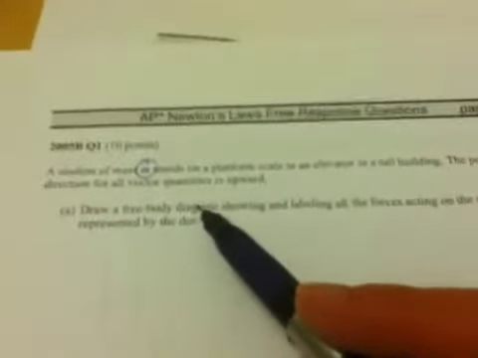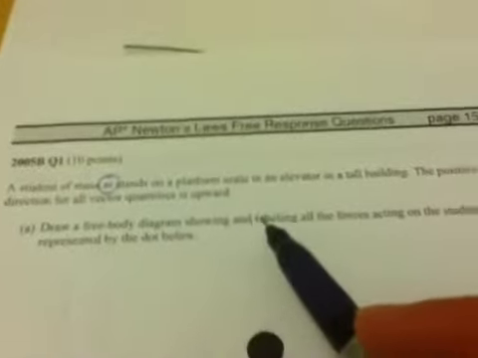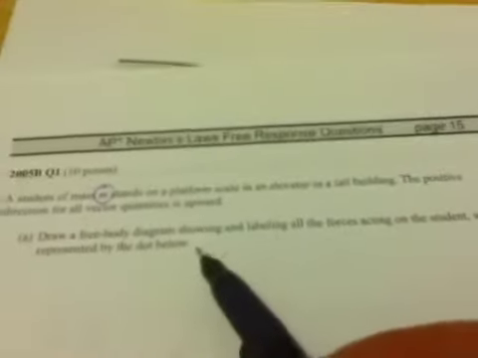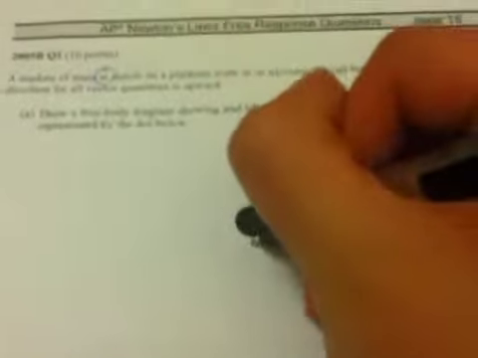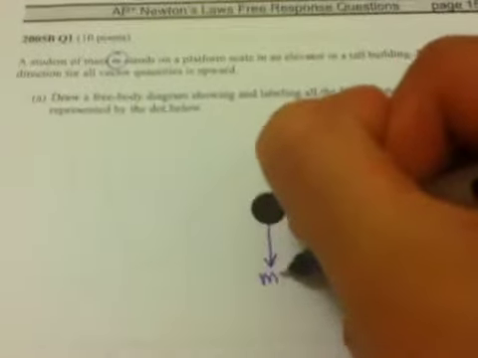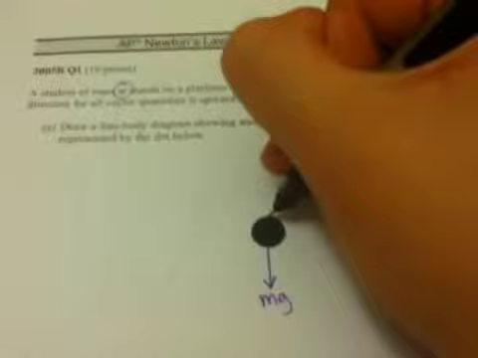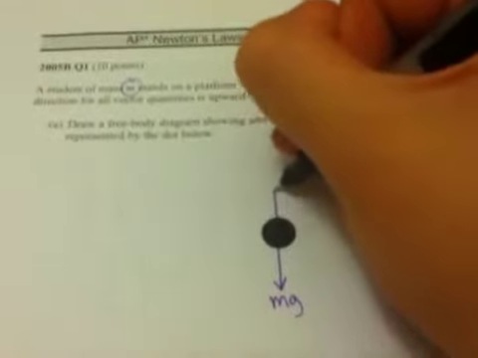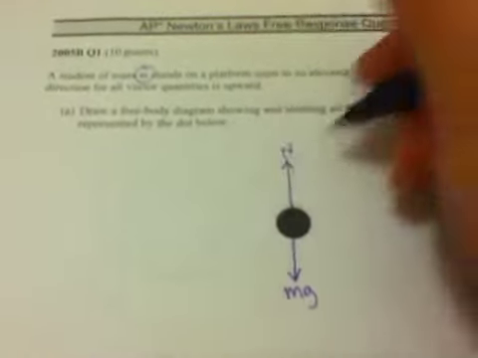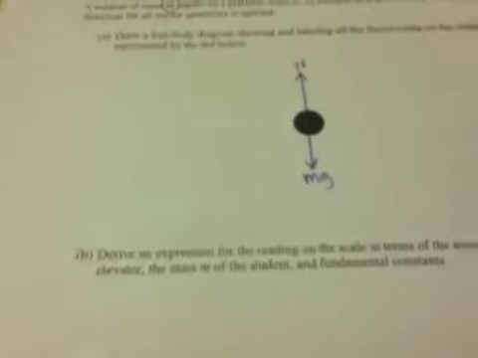So first thing it asks you to do is draw a free body diagram showing and labeling all the forces acting on the student, who is represented by the dot below. When you're in an elevator, the only two forces that you are feeling are, of course, gravity, which is going to be mg, and the floor of the elevator, which is going to be your normal force, the force of that surface of the floor.